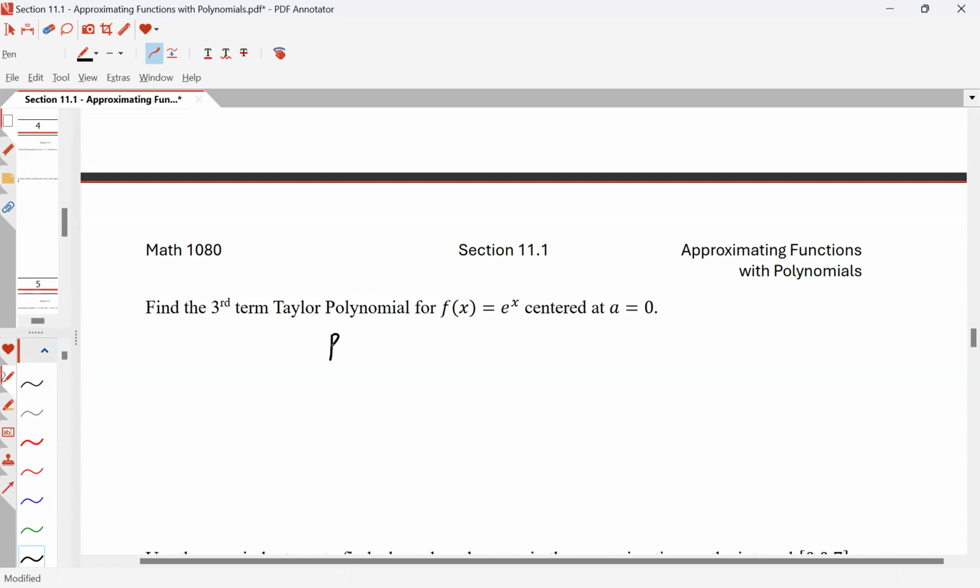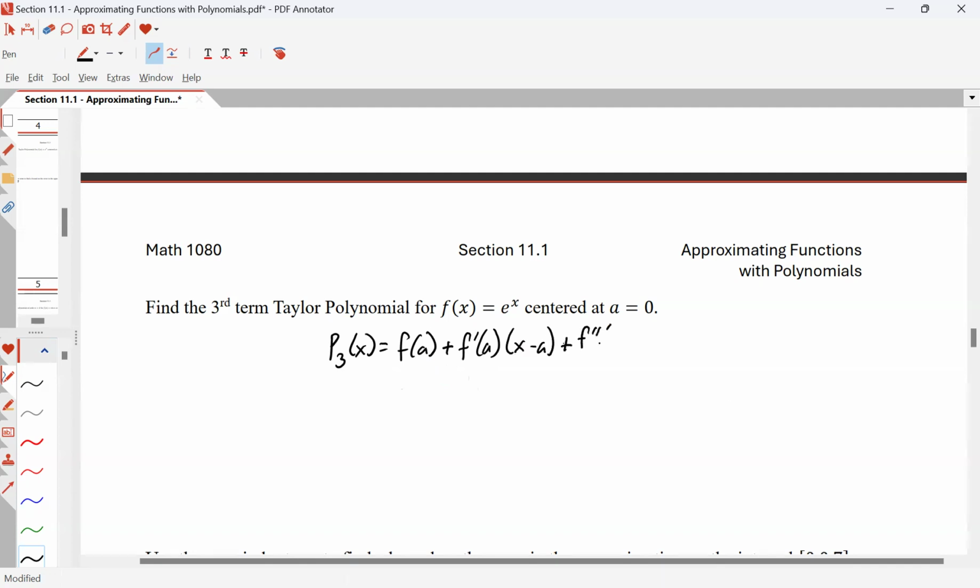So the third term Taylor polynomial is p sub 3 of x, and that is going to be equal to the value divided by 0 factorial times x minus a to the 0. But as we know, this is 1 and this is 1, so I'm going to drop those both. Plus the first derivative at a over 1 factorial. 1 factorial is 1. Dividing by 1 doesn't do anything. x minus a to the first.